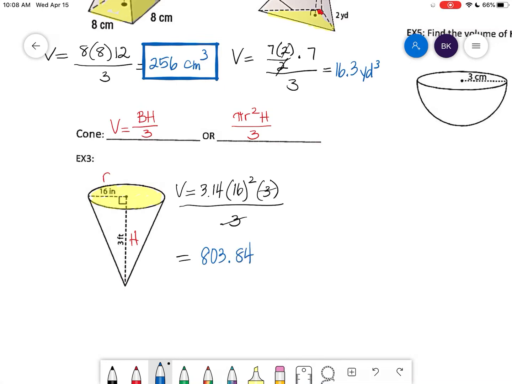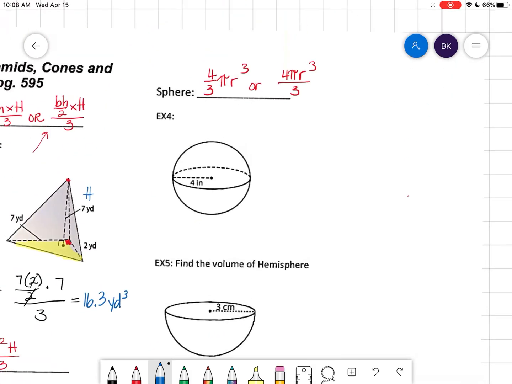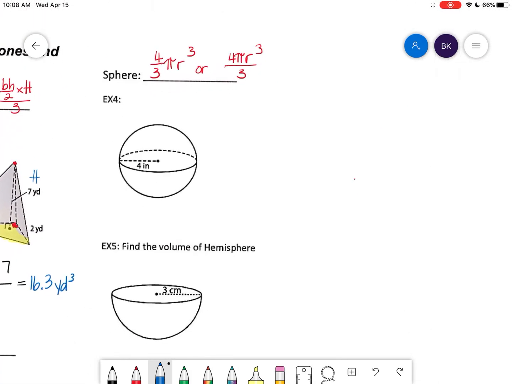803.84 inches cubed. And in these notes, I will be rounding everything to the hundredth. Again, you need to pay attention in your homework to see what it's asking you to round to, and just do the same. Okay, moving on to our last shape, or 3D solid, excuse me, and that is a sphere.